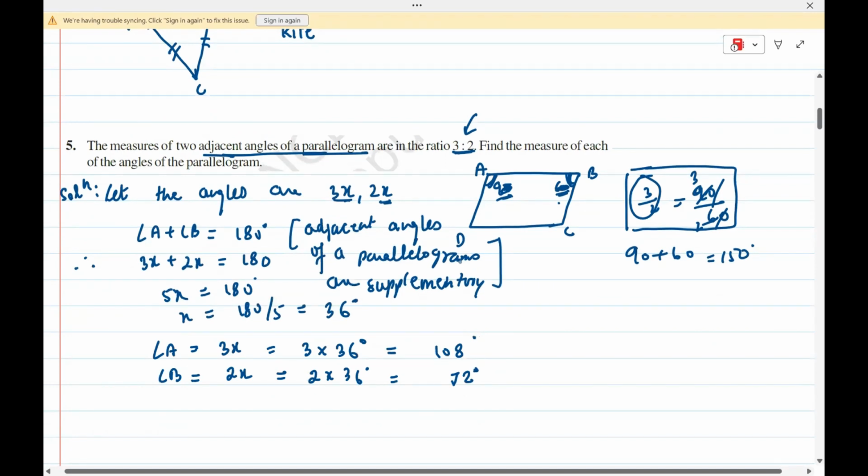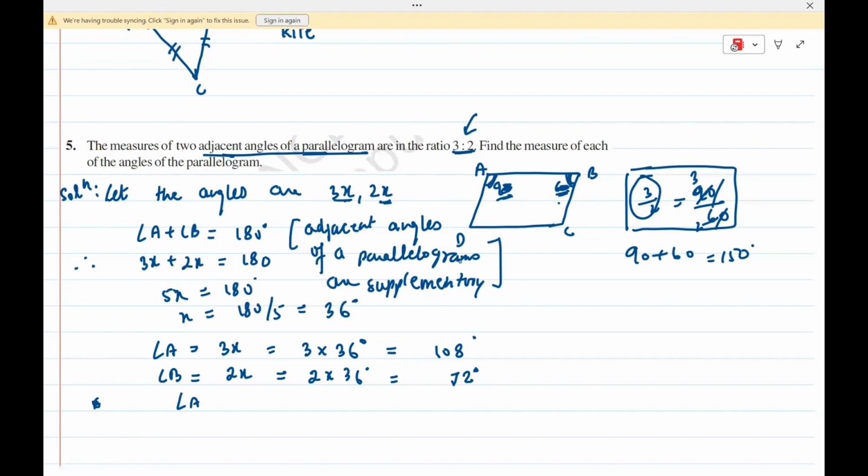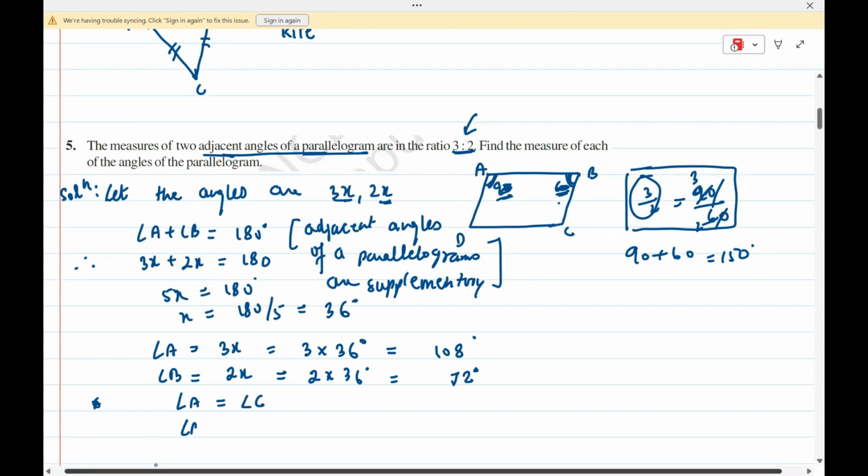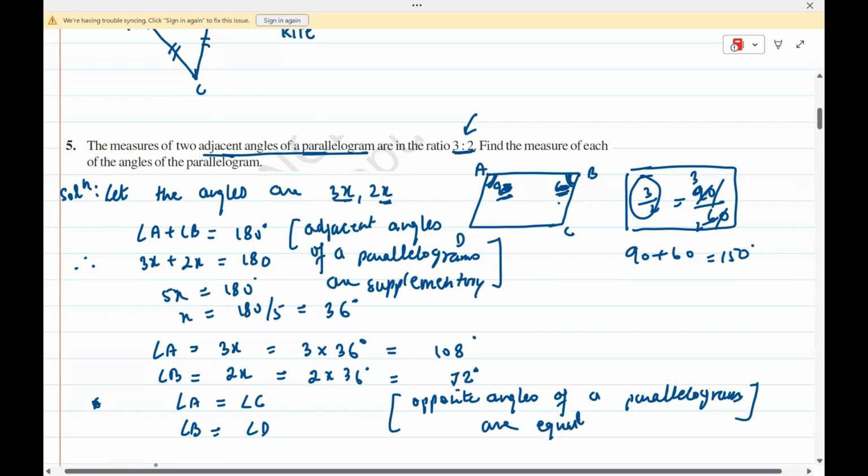Now using the property of parallelogram, what does it say? Opposite angles are equal. So angle A is equal to angle C and angle B is equal to angle D. This is the property of parallelogram. Here I can write the reason: opposite angles of a parallelogram are equal, correct? I got angle A, so that is 108 degrees. C is also 108 degrees. I got the value of angle B, which is 72 degrees, means angle D is also 72 degrees.